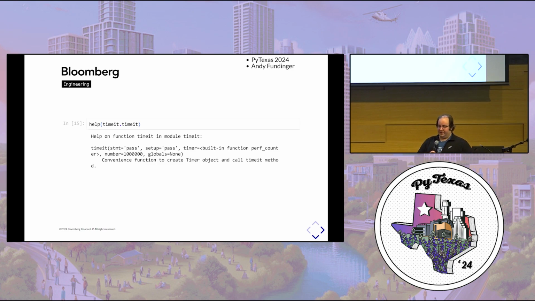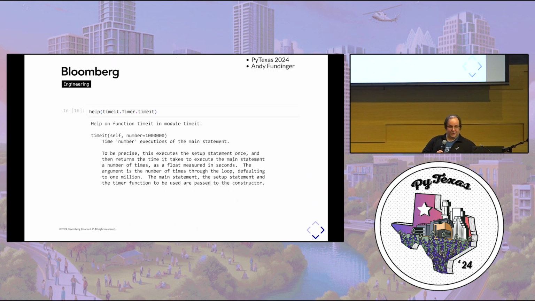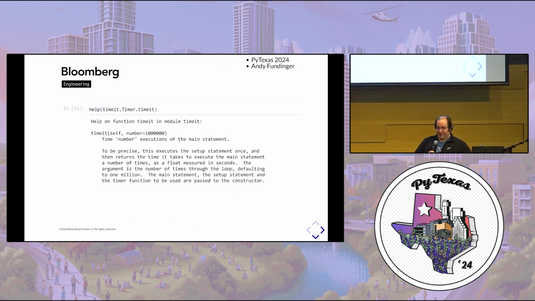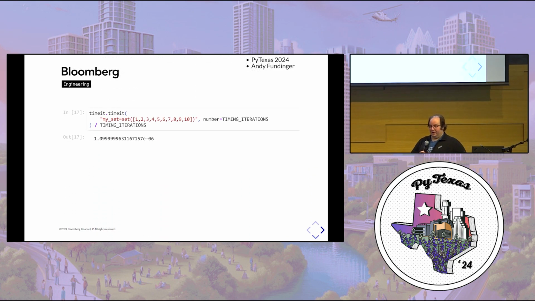So we'll check our help on TimeIt. It tells us that we give it a statement, a setup, a number, and then it tells us this is a convenience function for the timer object TimeIt method. So we should check our documentation on TimeIt, timer, TimeIt, which explains that it does all the performance timing stuff and returns in seconds how long it took to run all the iterations you asked for, which we might then want to divide by.